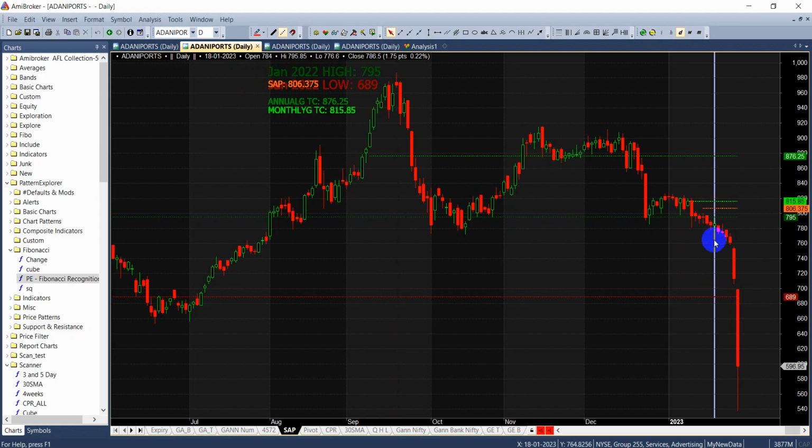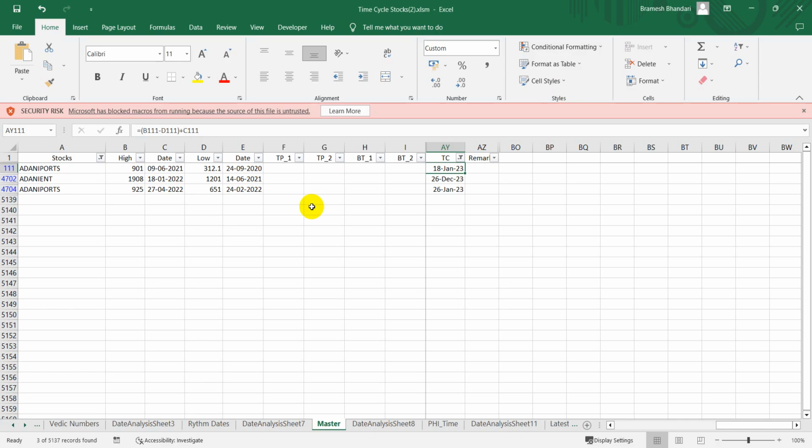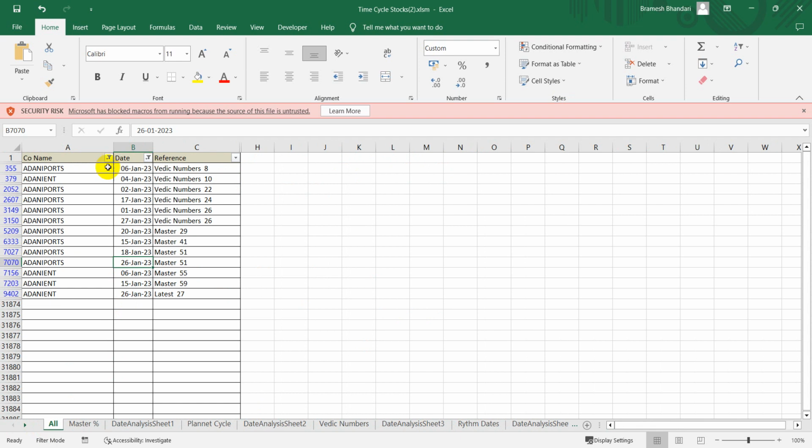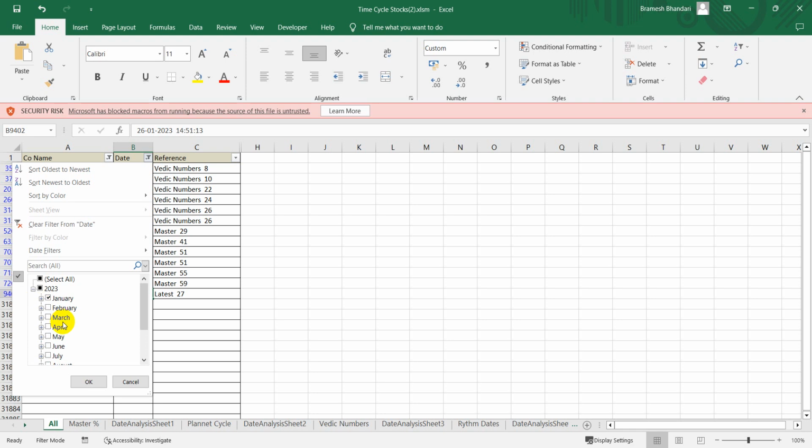On 18 Jan again it made a perfect top, and from there, after that only, the fall started. So yeah, we use these simple techniques. There are a lot of formulas here, but I wanted to showcase this only. And for the next few days, see, these were the time cycles. Adani International was again 26. Now for the next few days, 29 and 30, if any stocks are coming, let me just show you. You can trade them.